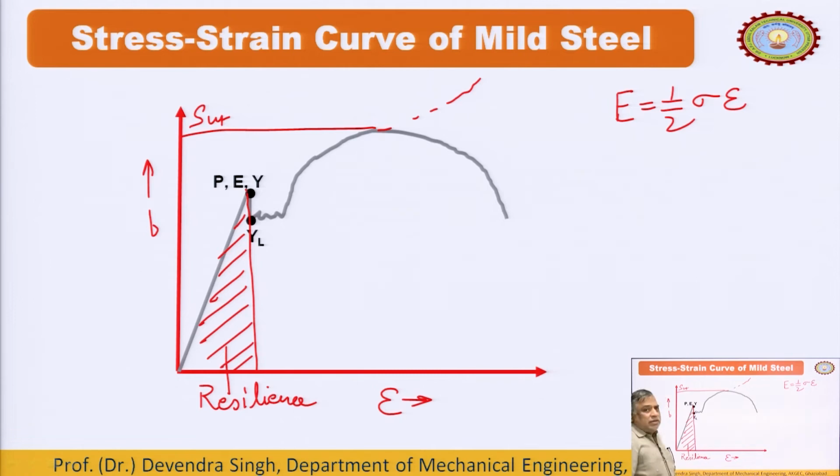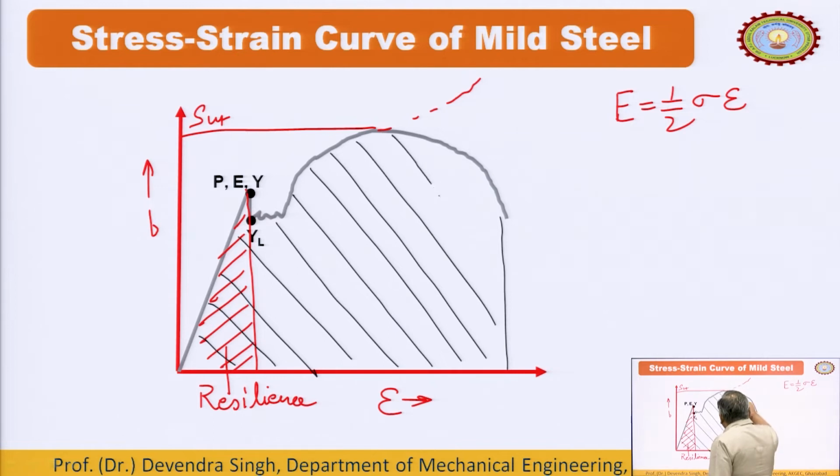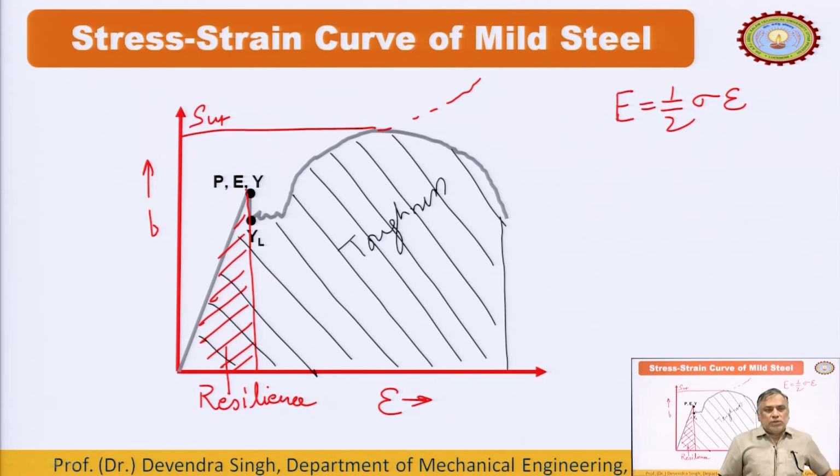Next property is toughness. Toughness is the energy stored by the material up to the fracture point. So the complete area before fracture is called the toughness. This is called the toughness, the area. This toughness may be transverse toughness or torsional toughness, and may be perceived like a rigidity.